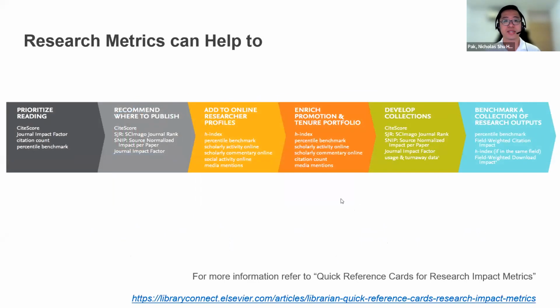So research metrics can help you to prioritize reading. For instance, the metrics that we are looking at for reading would be SiteScore. Some of you may use journal impact factor. We have citation count and percentile benchmarking. Sometimes some of you want to know what is a recommendation for you to publish in. It'll be in SiteScore, SJR, SNIP, journal impact factor.